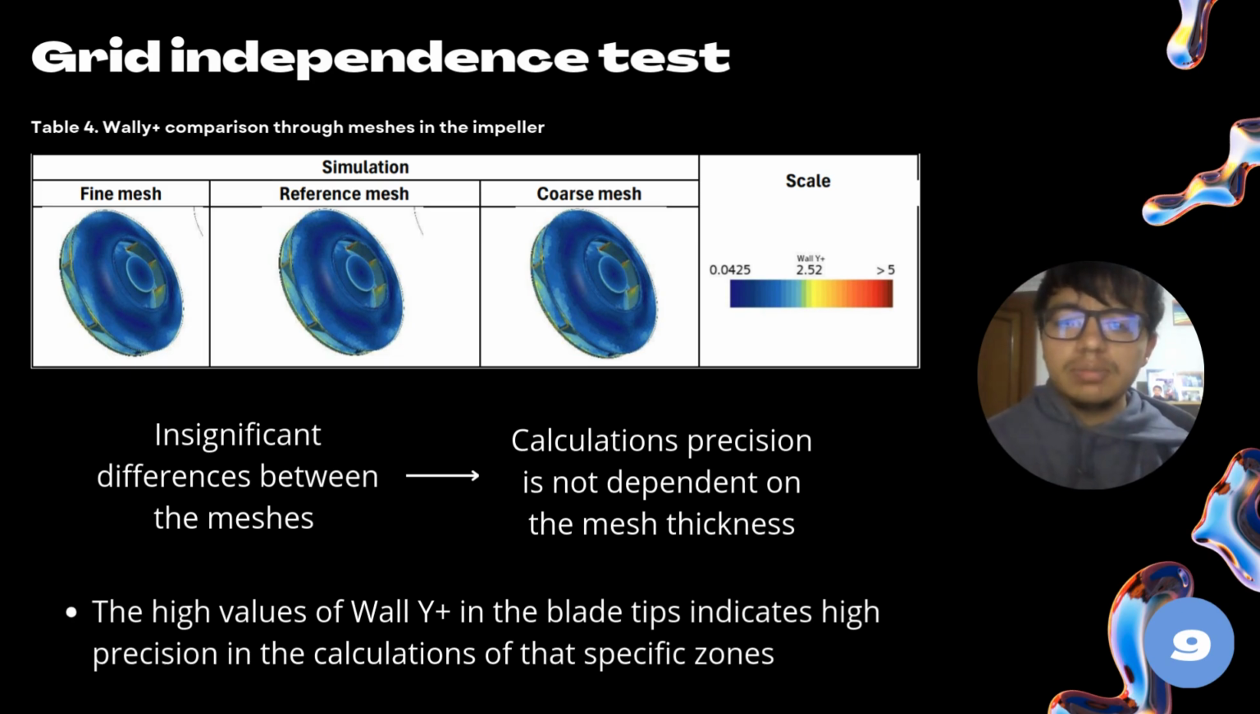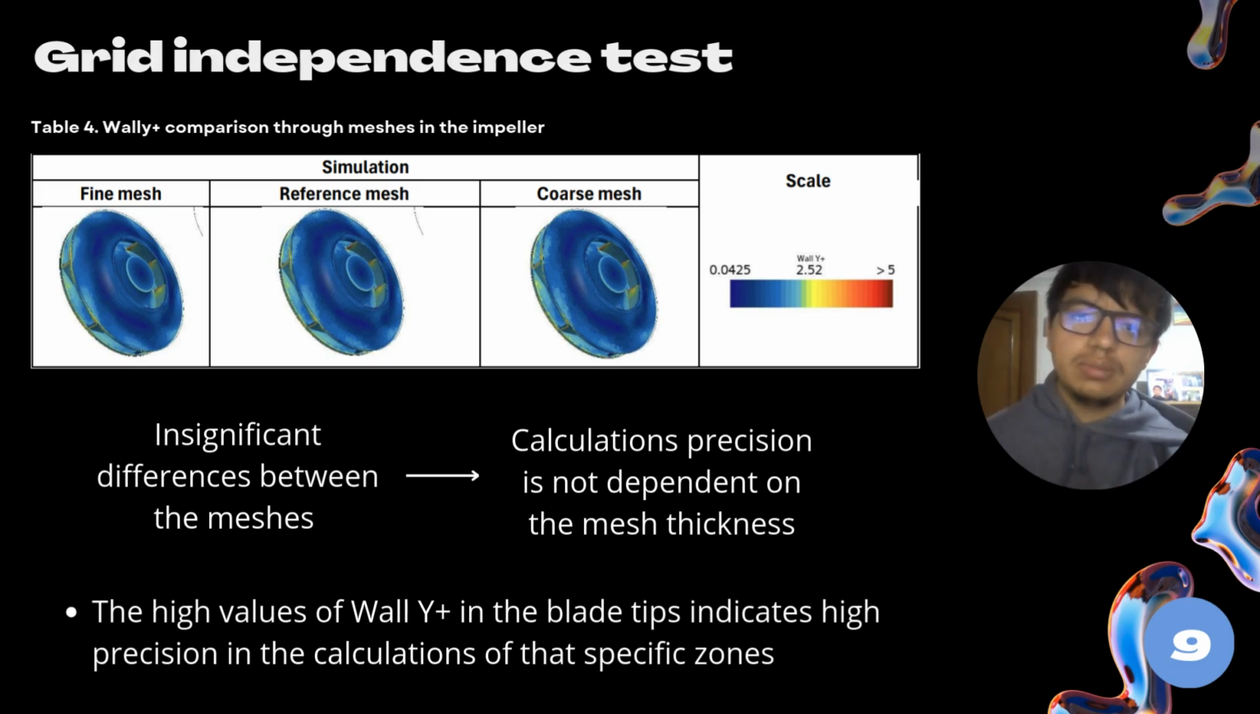Also, as you can see, in some parts of the impeller the wall Y plus is higher, specifically in the blade tips and in the external parts of the impeller. This means that these zones will need more computational effort and a larger amount of calculations.